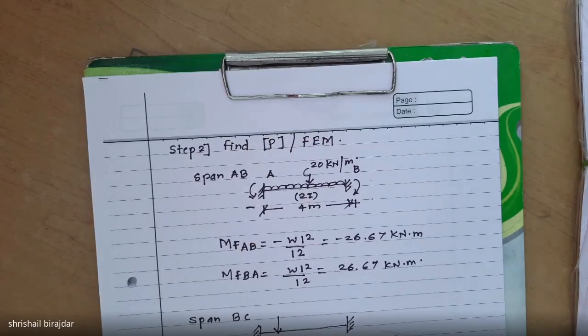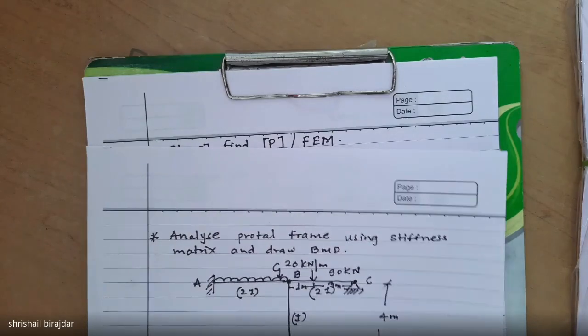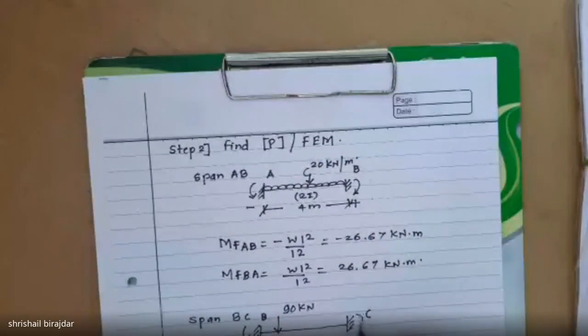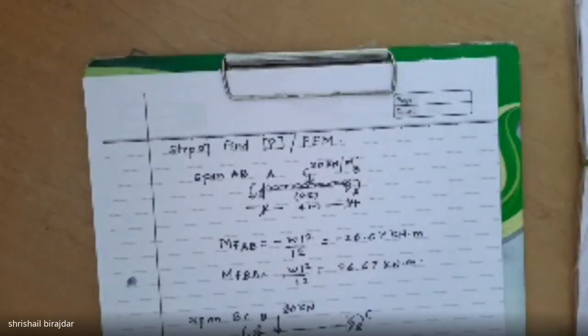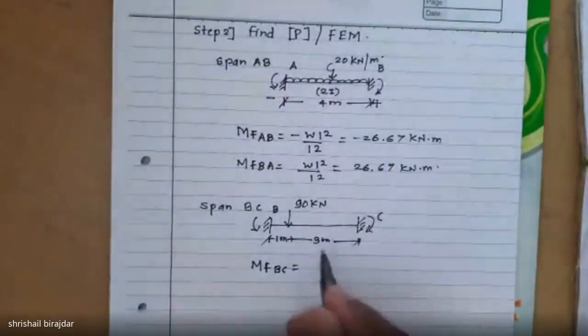Here, how much is the load? I'll just once again recall this particular problem. Okay, 90 kilonewton load is there, and 3 meter from C. BC. So try to find out MFBC then. Okay, this is the MFBC.